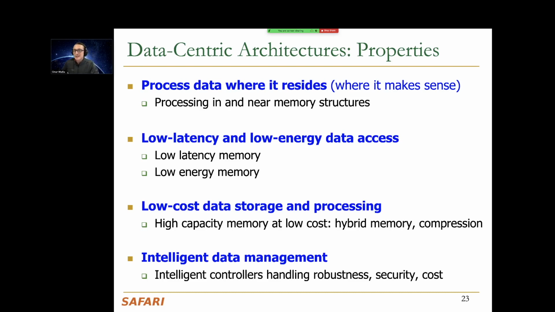So what is a data-centric architecture? I believe when I first started thinking about this, I listed 4 properties. I'm open to learning more properties, but these are the 4 properties that cover a wide range of properties overall, I think, or sub-properties. I believe if you want to be data-centric, you need to process data where it resides. You don't want to move data much. So this is processing data where it makes sense, in and near memory structures. Minimize data movement as much as possible.